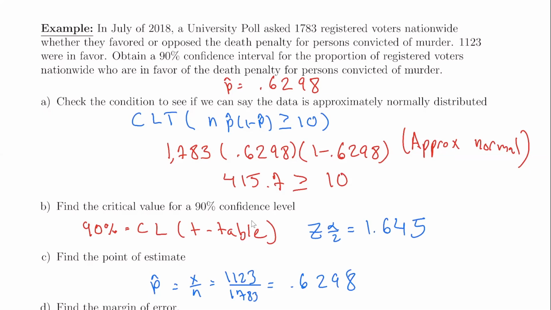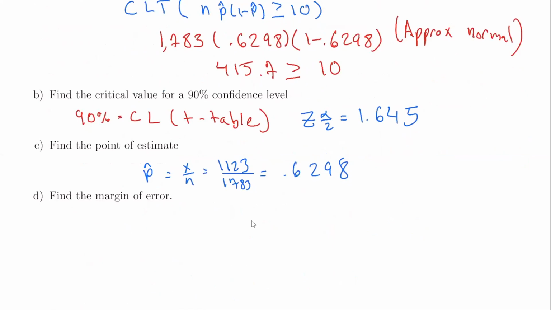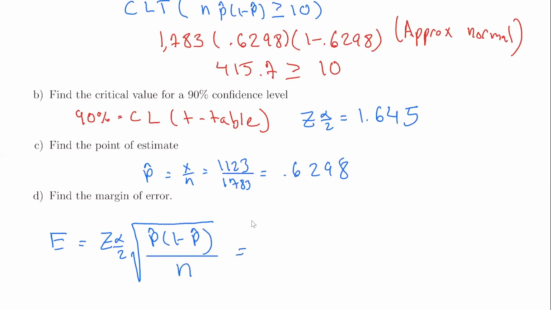All right, let's do D. It says find the margin of error. If you remember, the formula for margin of error is z alpha divided by 2 multiplied by the square root of p hat times 1 minus p hat, all divided by n. We're going to use the information from B and C to figure out D. We already found z alpha divided by 2 is 1.645.